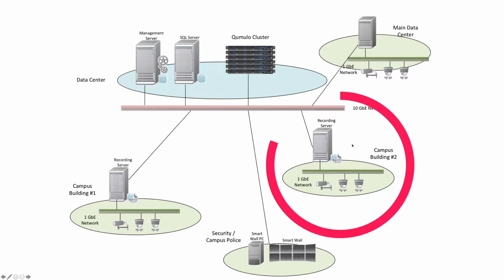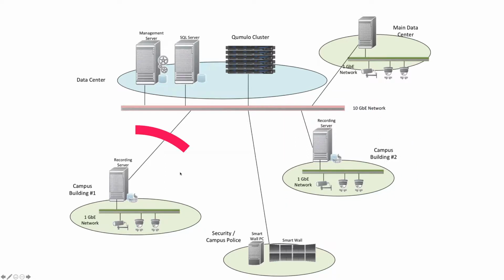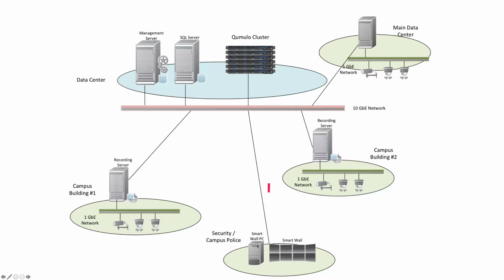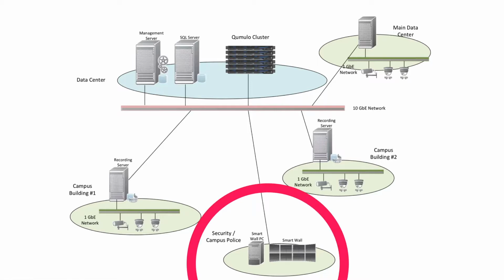Below that, I have a recording server in Campus Building 1, and you'll see that I have a little disk drive attached to it with a 1 gig network with some cameras attached to that 1 gig network. In the lower left, I have another recording server in Campus Building 1, same setup, locally attached disk with some cameras. And then in the bottom center of the screen, I have an office, let's call it the Security or Campus Police Office, with a smart wall PC with multiple monitors that are running either live feeds or pre-recorded feeds of the security cameras throughout the campus.